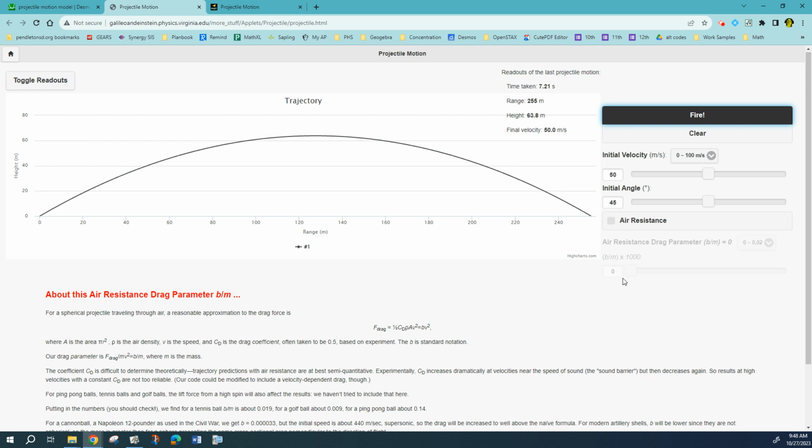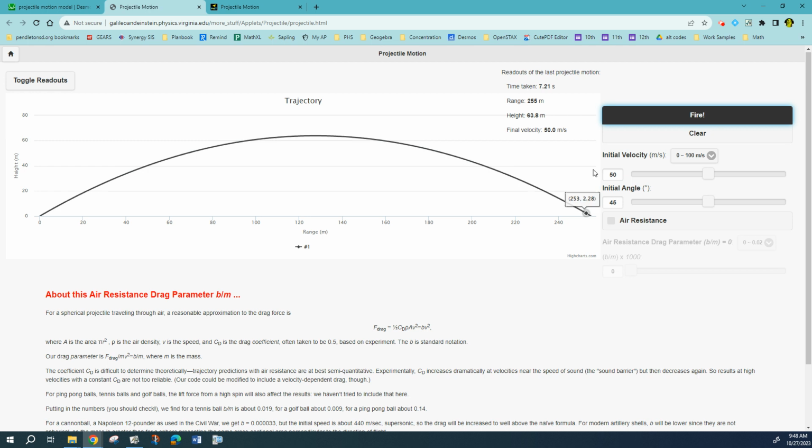I don't want to spend too much time on this, and I'll put links to these if you want to mess around with them, but what do you suppose happens if I include air resistance? Let's see what happens. All the models we've been dealing with so far ignored air resistance, so they would work on the moon, right? But they don't really work on Earth. What's going to happen if I do include air resistance? Not going to go as far. Yeah. And we can see that.